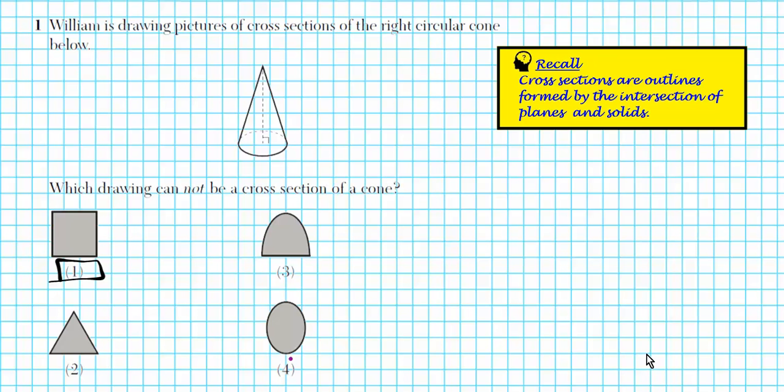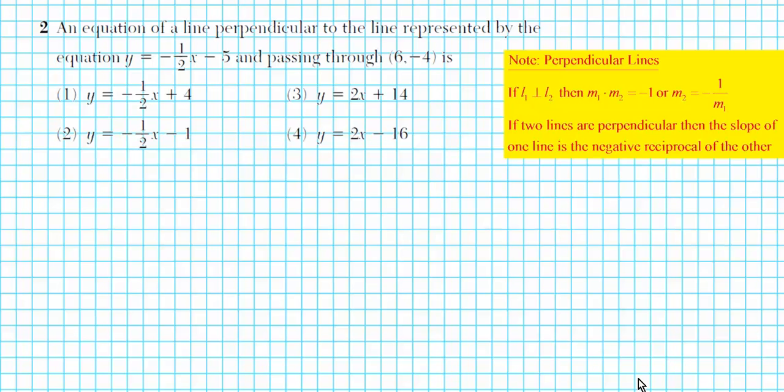All right, now let's direct our attention to question number 2. All right, let's take a look at number 2. It says an equation of a line perpendicular to the line represented by the equation y equals -1/2 x minus 5 and passing through (6, -4) is.